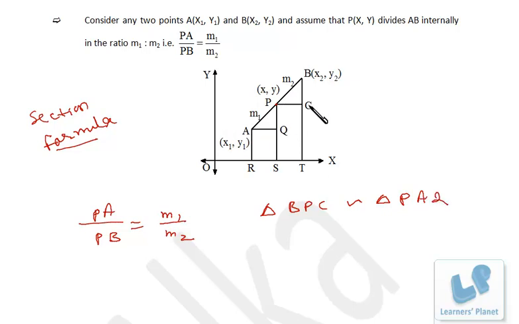This line is parallel to this line, so these two are corresponding angles, they are equal. This is 90 degree, and so that's a similarity, right? So triangle PAQ is similar to triangle BPC. Now if the two triangles are similar, their sides will obviously be in the ratio. So BP by PA is equal to PC by AQ is equal to BC by PQ.